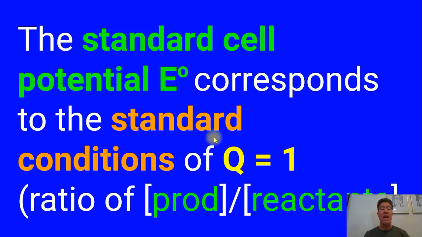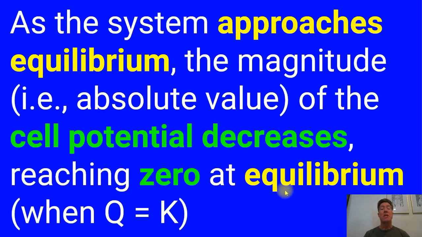What we're going to do is look at our Q value. And Q is our reaction quotient. We're going to see that the standard cell potential corresponds to standard conditions where Q equals 1, where the molarity of the products to the reactants is a 1-to-1 ratio. And as the system approaches equilibrium, the magnitude of the cell potential is going to decrease. And it will finally reach 0 at equilibrium. So when Q gets to K, that cell potential is going to have declined all the way to 0.